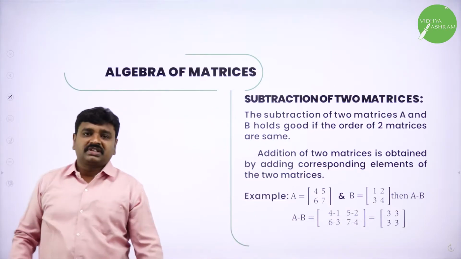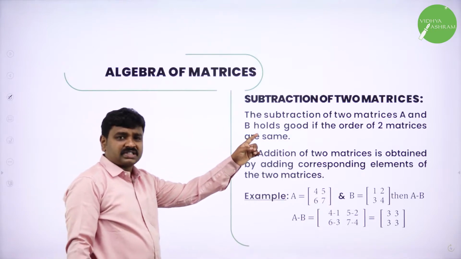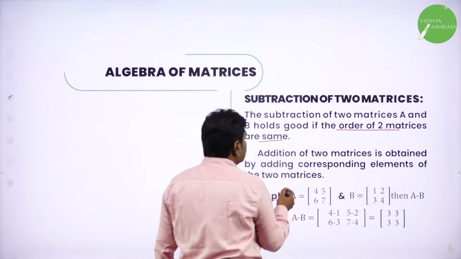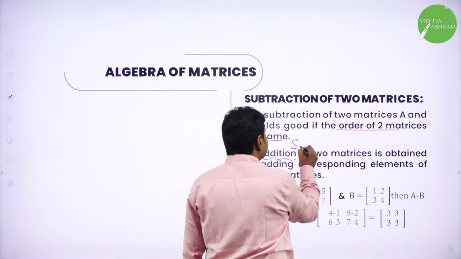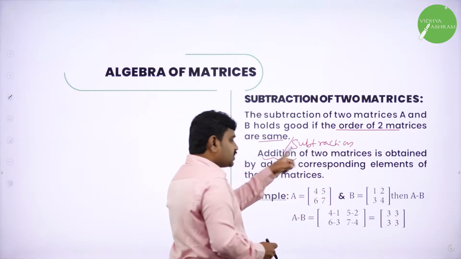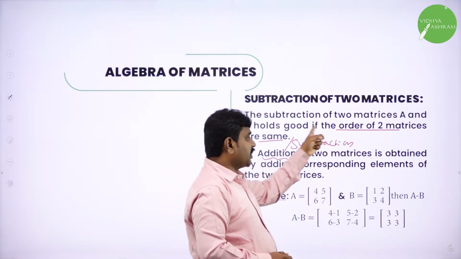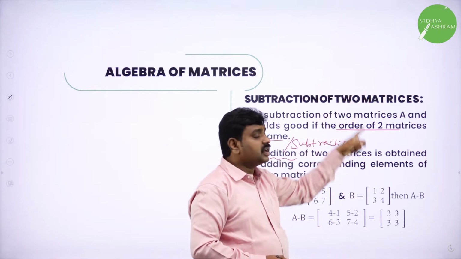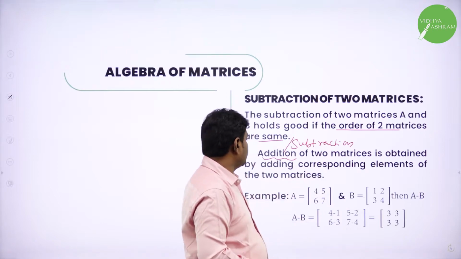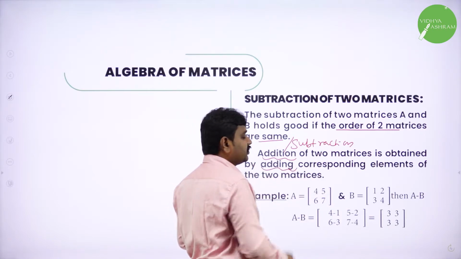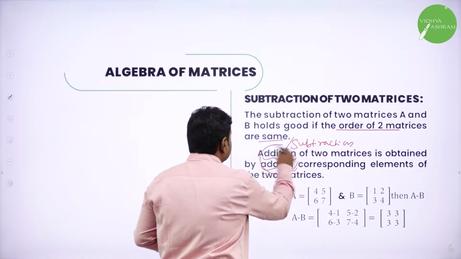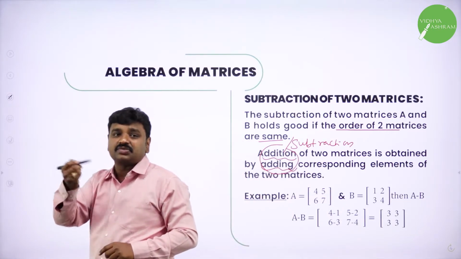Then subtraction of two matrices. Subtraction of two matrices is also possible if they have the same order. The order of the two matrices should be the same. Addition or subtraction of two matrices is possible if they have the same order. Same rule as addition. And how to subtract? Subtract the corresponding elements. Addition is obtained by adding, so interchange these two: subtraction is obtained by subtracting corresponding elements.